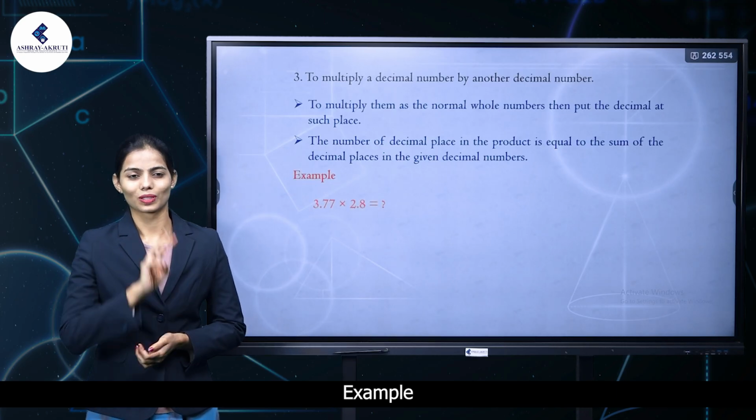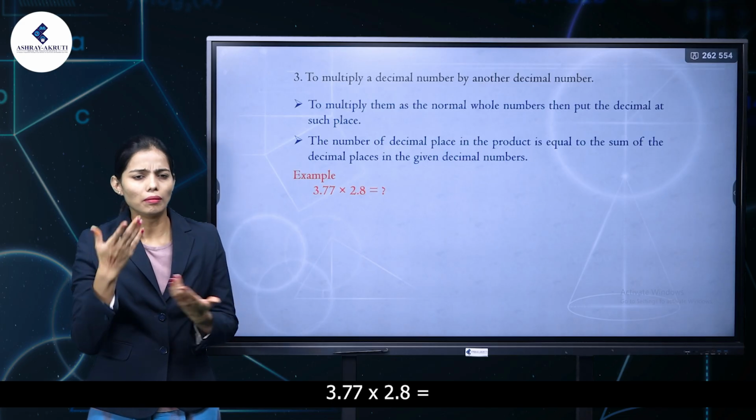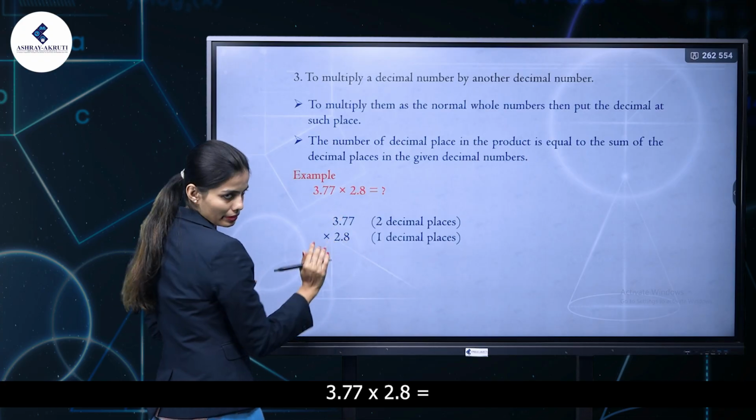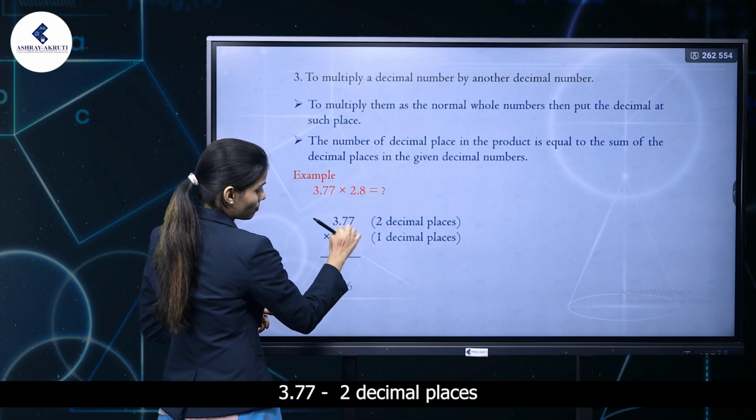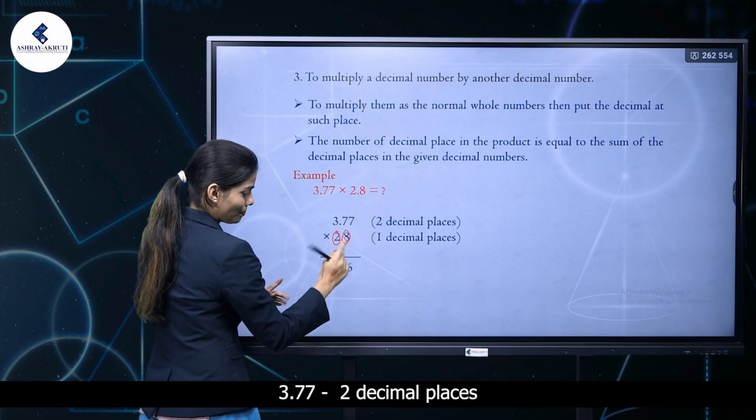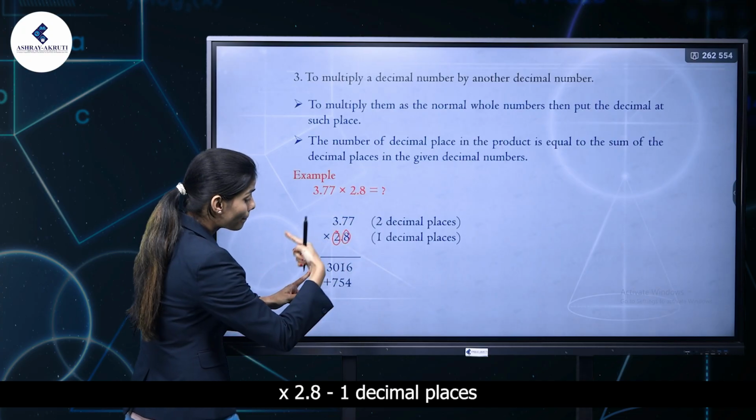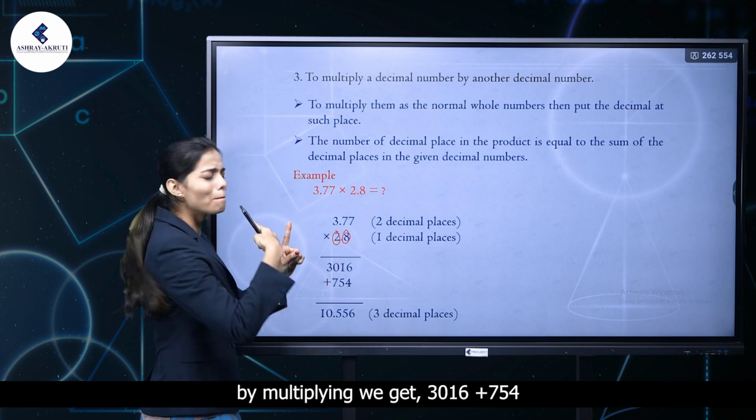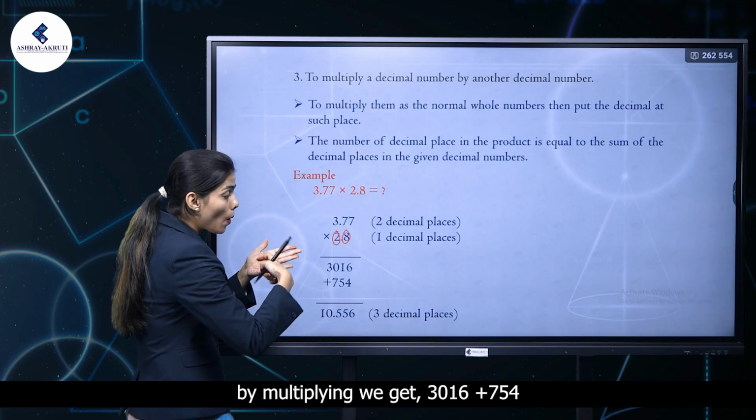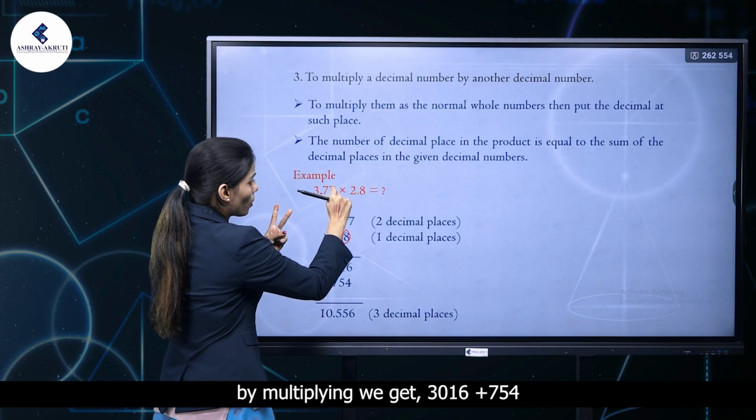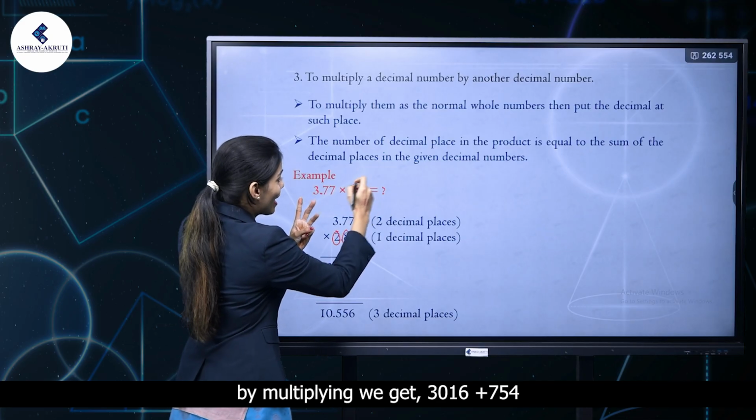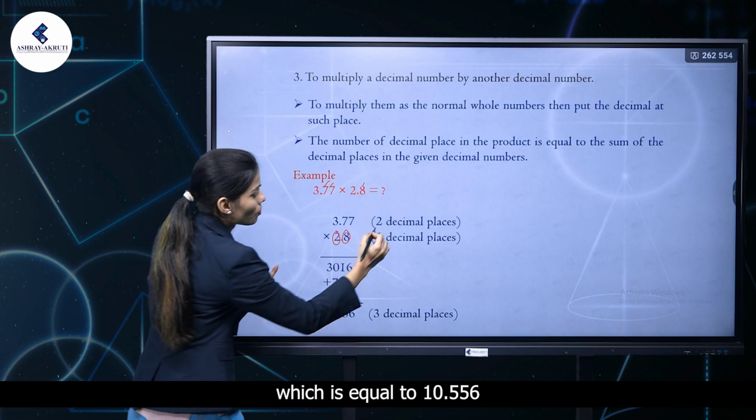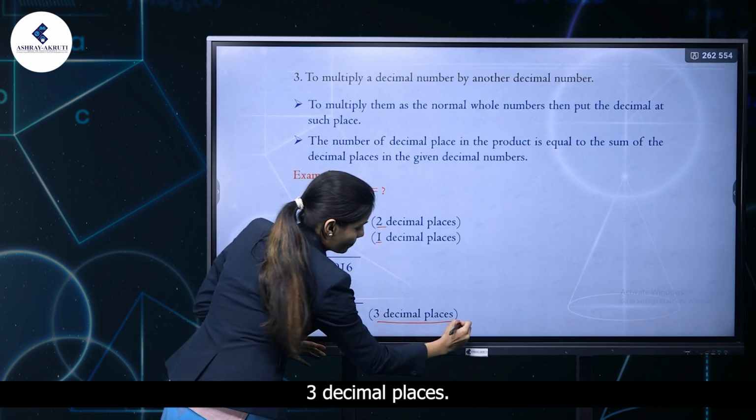Example: 3.77 into 2.8. 3.77 has 2 decimal places, 2.8 has 1 decimal place. 3016 plus 754 is equal to 10.556, which has 3 decimal places.